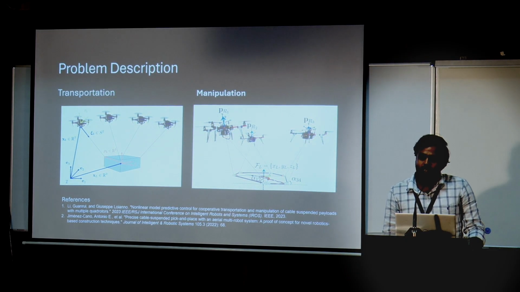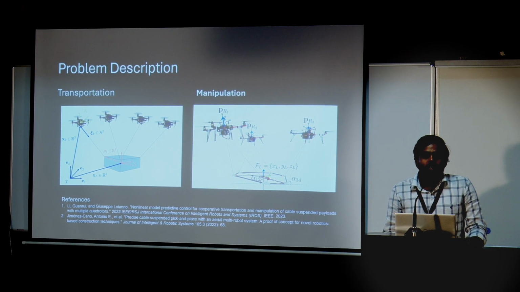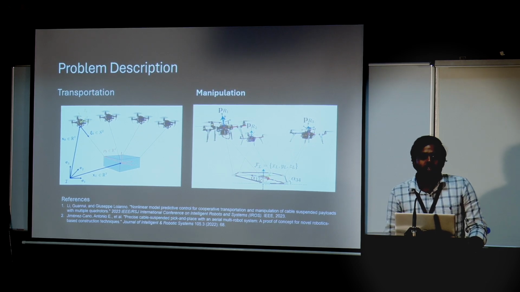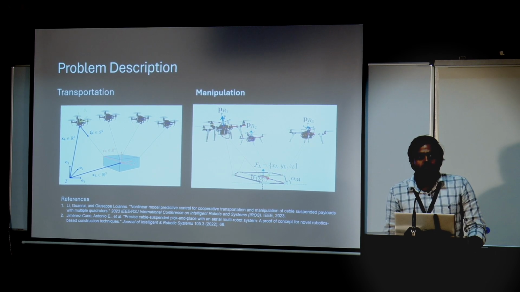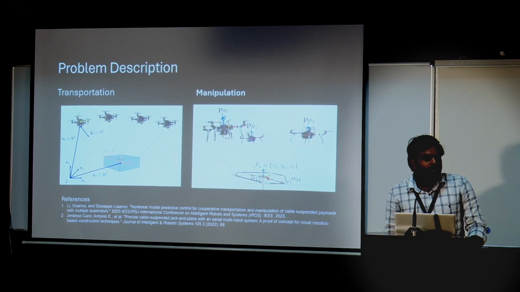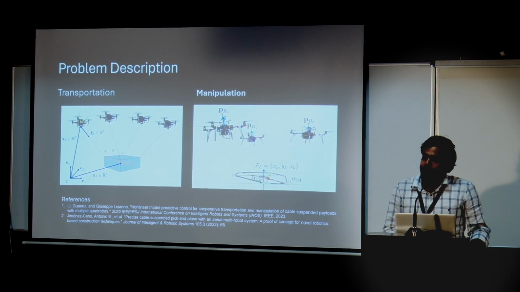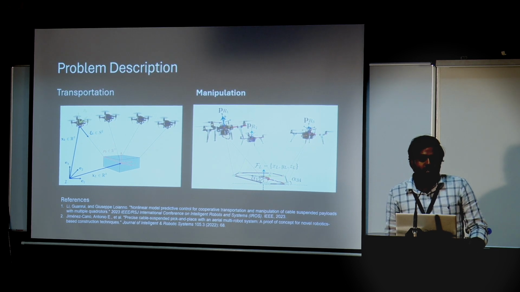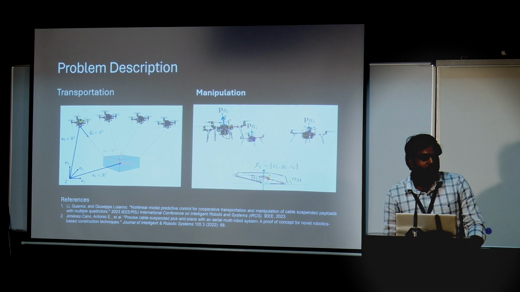As for applications, for the transportation case, consider transporting payloads of irregular shapes and sizes to remote locations. That is one. In the manipulation case, one use case would be inspection of infrastructure, something like electrical lines. We can attach a manipulator to the platform at the end, where we can maintain constant orientation of the platform, and we can use the manipulator for inspection or some intervention that is needed.